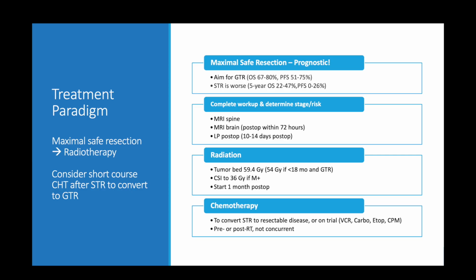But otherwise, the standard is maximal safe resection and then adjuvant radiation to the tumor bed about a month later. And the dose is 59.4 gray, and it's 1.8 gray per fraction. So that ends up being 59.4 gray over 33 fractions.